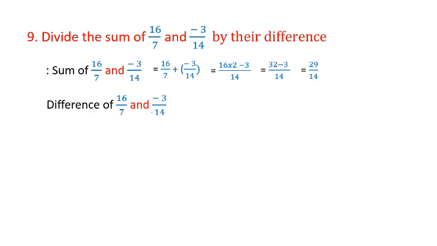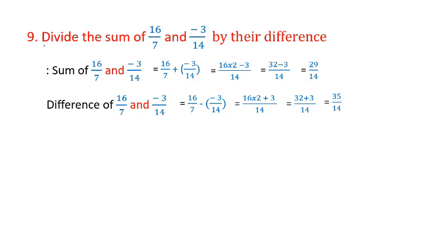Next, the difference of 16 by 7 and minus 3 by 14. Take the LCM as it is. Now negative negative is positive. Do not make a mistake with the negative sign here. So 32 plus 3 by 14, your answer comes out to be 35 by 14. Can we divide this further? But keep it this way, because in the division the 14 and 14 will get cancelled. If you divide this by 7 into 5, again you have to multiply 7 into 2 equals 14.